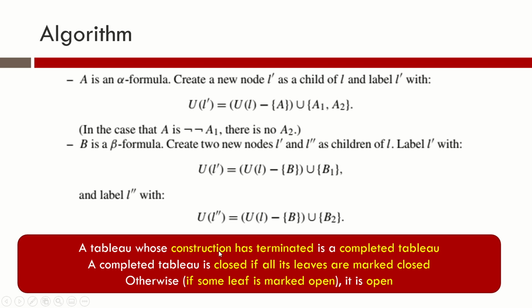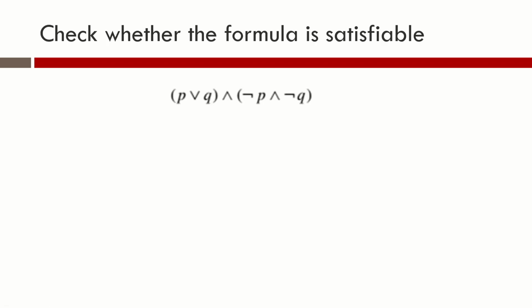Okay. And the tableau whose construction has terminated is called a completed tableau. The completed tableau is closed if all its leaf nodes are marked closed. Otherwise, it is open. Now we will see an example. Consider this particular formula. This is the formula for which we need to check the satisfiability.